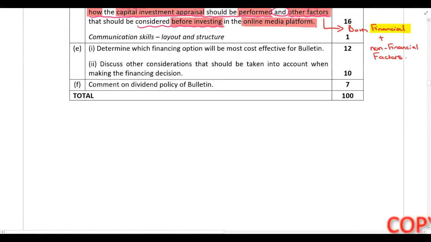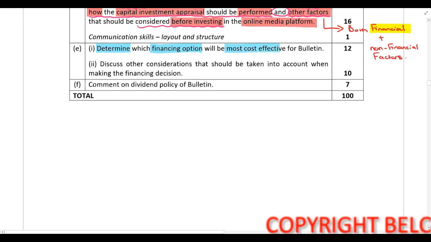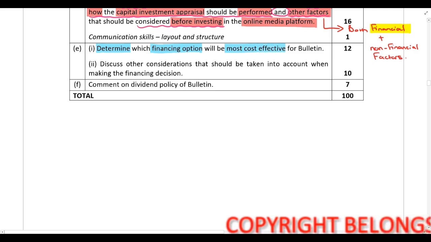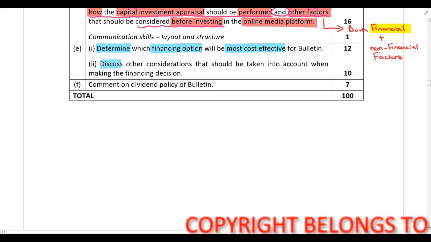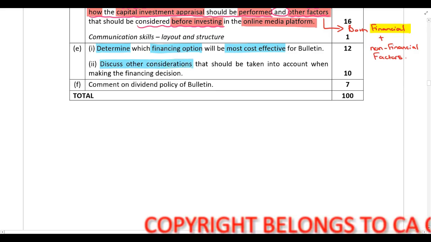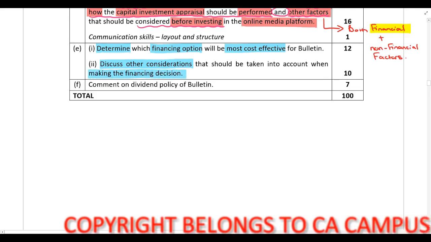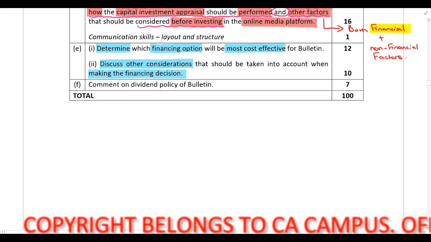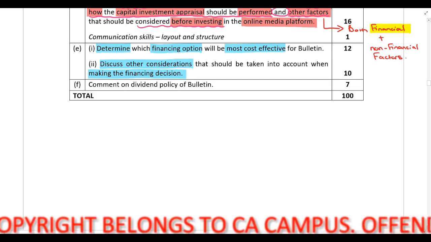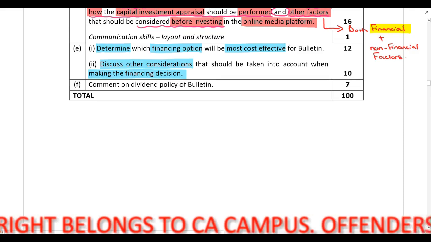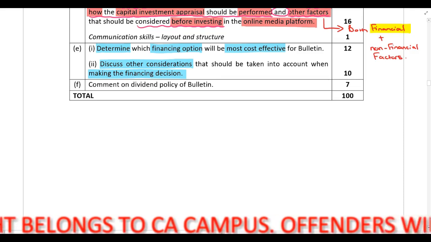Part E. First, you need to determine which financing option will be most cost-effective for Bulletin, and then you need to discuss other considerations that should be taken into account when making the financing decision. All right, so let's start with part 1. Determine which financing option will be the most cost-effective for Bulletin.